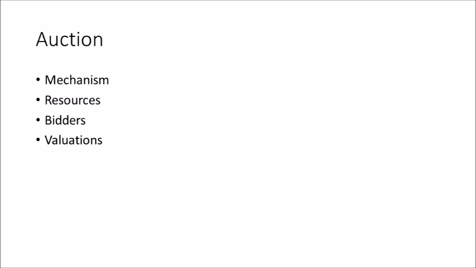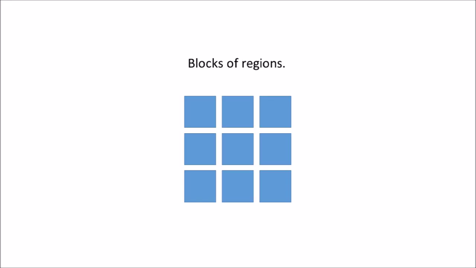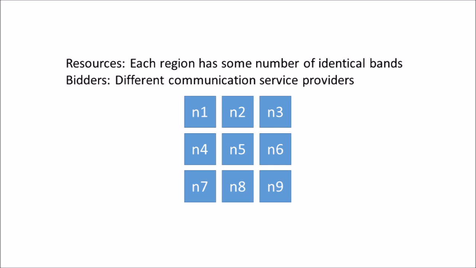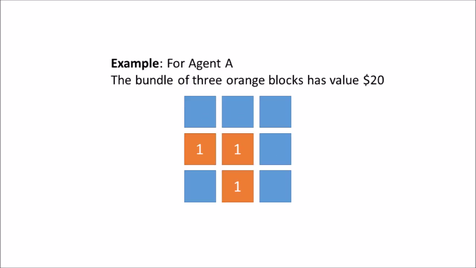In my project, I focus on a particular type of auction, that is, allocating multiple spectrums to multiple agents according to their valuations. For the problem setup, we have different regions which are represented by blocks, and in each region there are multiple spectrum bands which are identical with each other. Different communication service providers have different valuations on the bands. The bands are evaluated on the basis of bundles rather than single items.